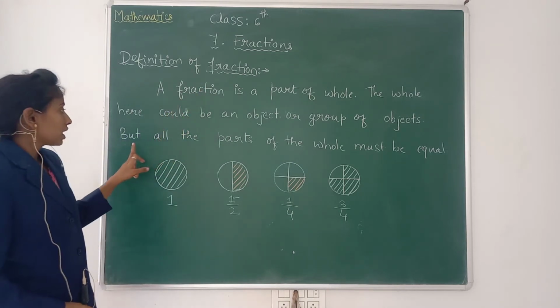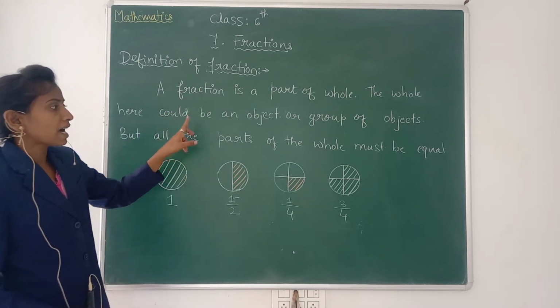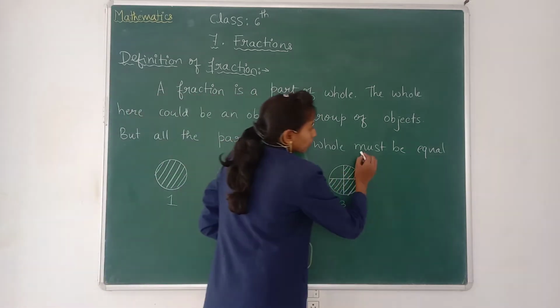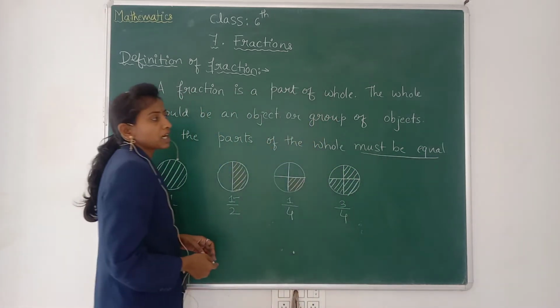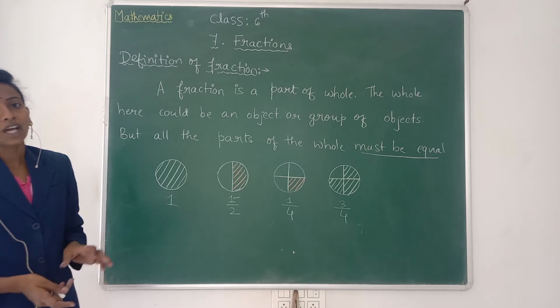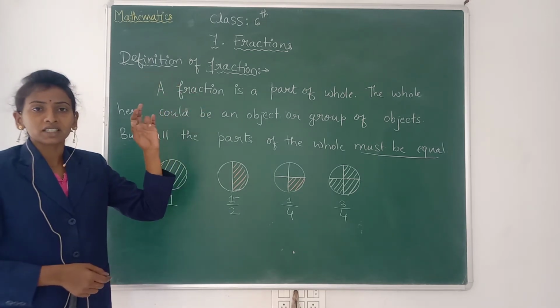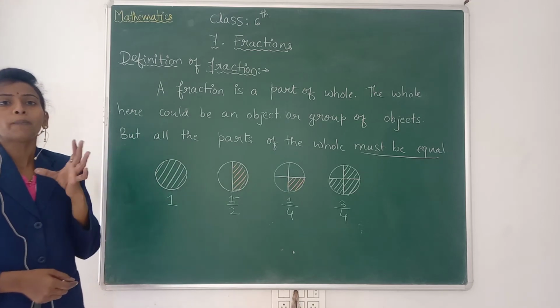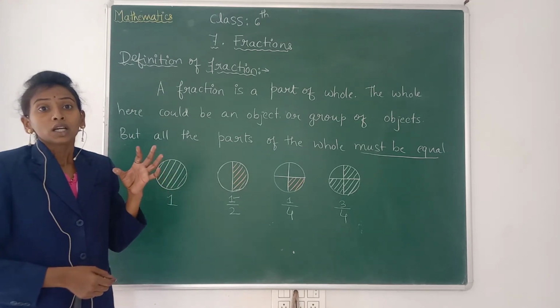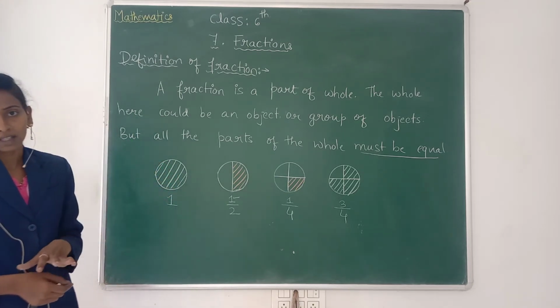Whatever parts we make must be equal. If they do not become equal, then we do not call them a fraction. To call them a fraction, the whole must be equally divided.